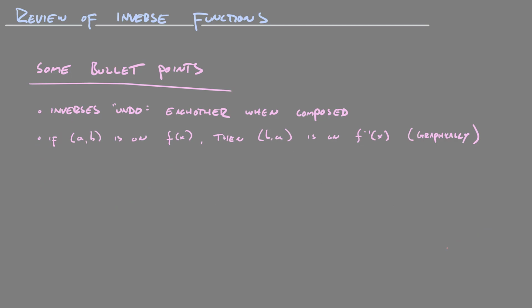The other thing inverses do is that they have swapped input and output pairs. So if (a, b) is on f of x, then (b, a) is on the inverse of f. And by the way, I kind of skipped over this, but this is how you write an inverse: f inverse of x. That's just a notation. It doesn't mean f raised to the -1 or anything crazy like that. It's just read as the inverse of f, or f inverse of x. But anyway, input-output pairs are swapped. So if (a, b) is on the graph of f of x, then (b, a) is on the graph of f inverse of x.